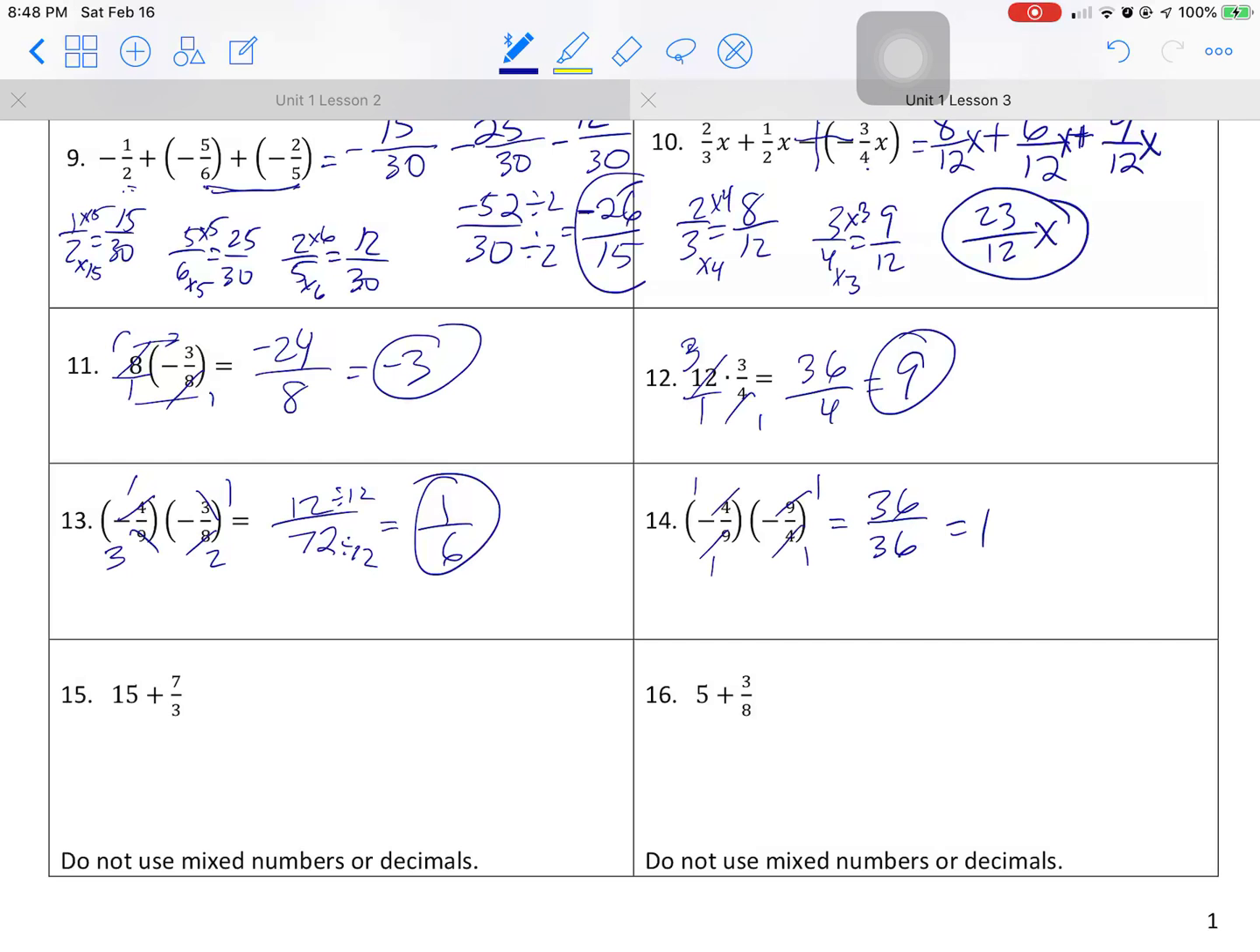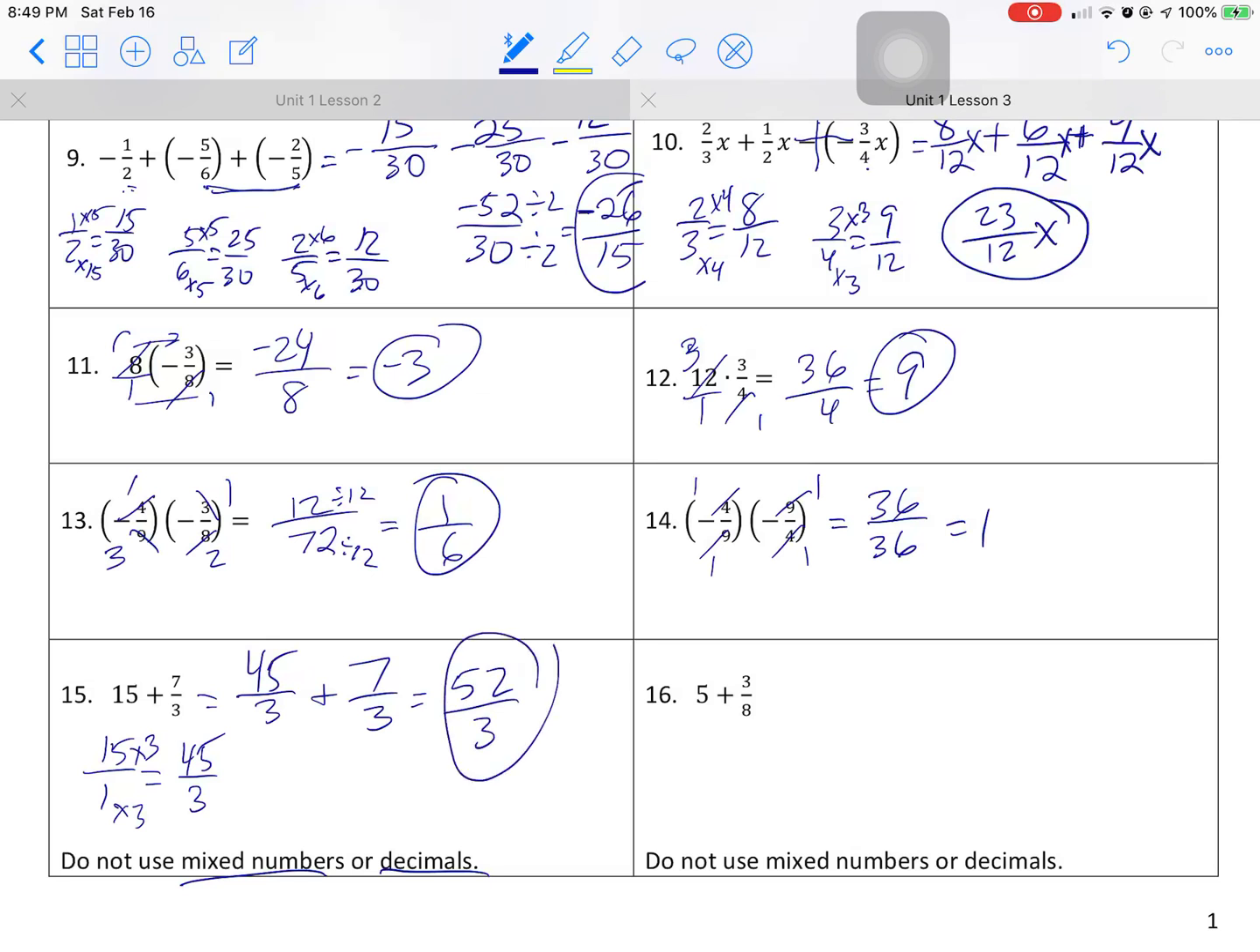Okay, back to adding again. Can't use a mixed number, can't use a decimal. I need 15 over 1 equals what over 3? Because wouldn't our LCD be a 3? So we can keep that one. So this was times 3, so this was times 3. So what's that, 45? So that would be 52 over 3, and I think that's not reducible. There's no 3. 5 plus 2 is a 7. 3 doesn't go into 7, so it doesn't pass the divisibility test.